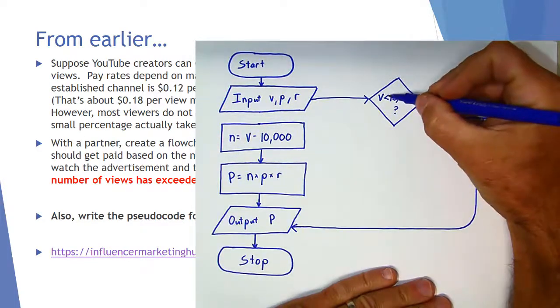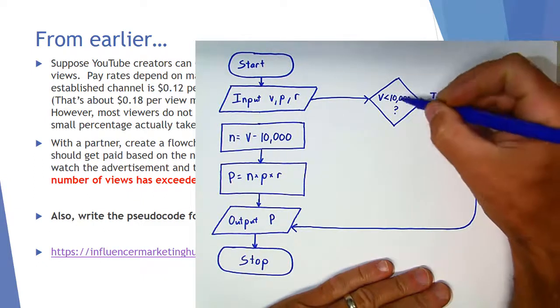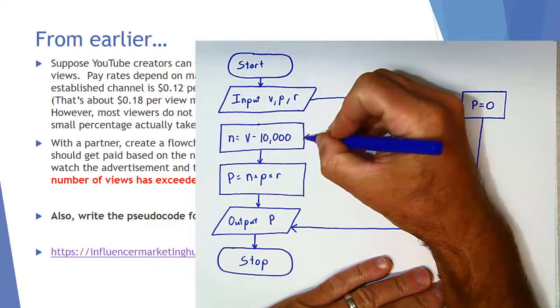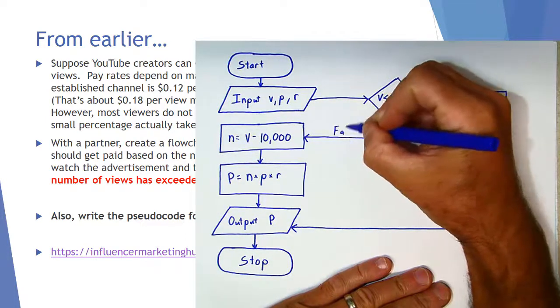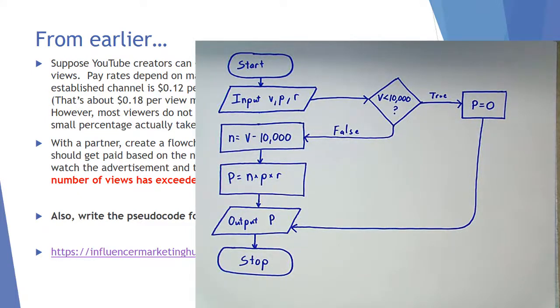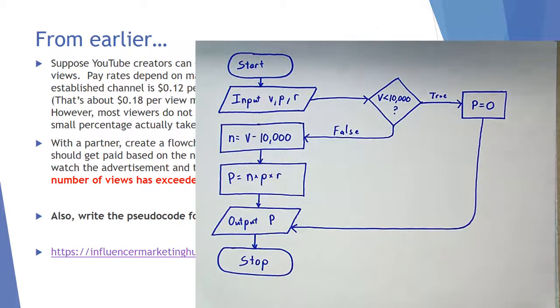But what if the number of views is not less than 10,000? That is to say it's 10,000 or more. Well, then that's exactly the case that we had before. So if we're not under 10,000, if that's not true at all, then we can proceed with the flowchart as we had it. So slipping that one decision point in here will separate out the amateur YouTubers from those who are well established.